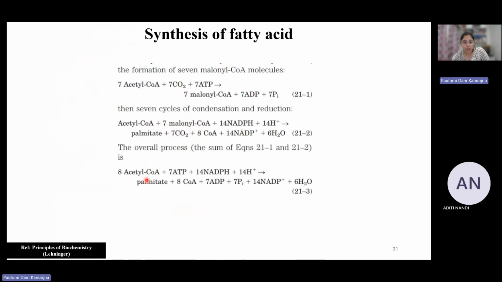And ultimately, if you join all of this, this is the stoichiometry. Again, I'm not going into details. I'm pretty sure you will be able to understand it, but it is on the slide. You can check it whenever you feel like.